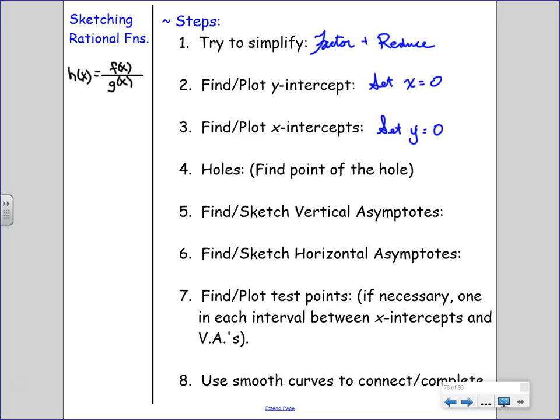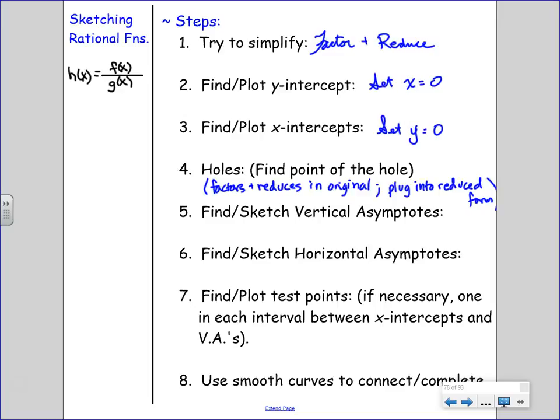How do you find the point of the hole? If there's a part in the top and one in the bottom that reduces. There's a hole when the original factors and reduces. Does that make sense? When in the original you can factor and reduce a factor from the top and the bottom. And to find the actual point, plug into the reduced form.